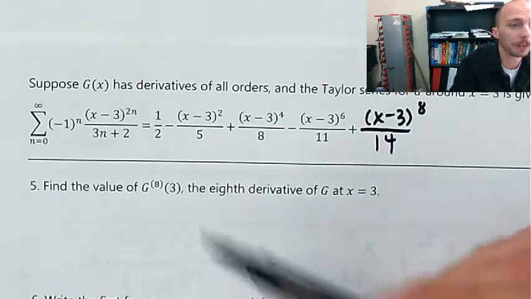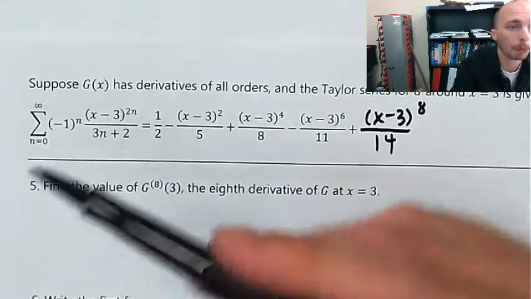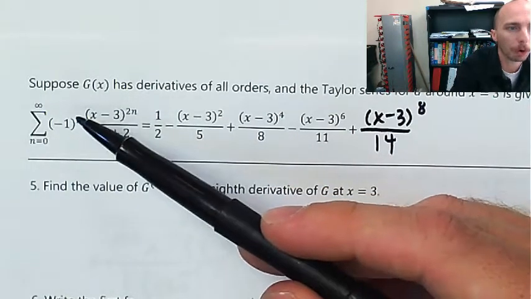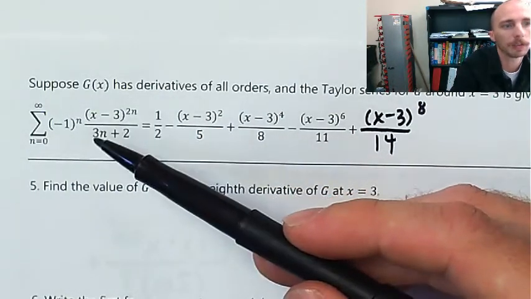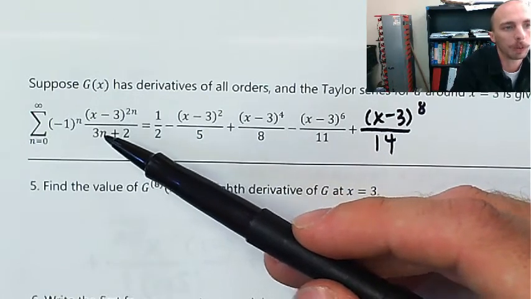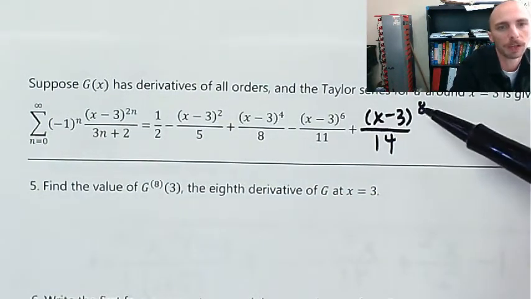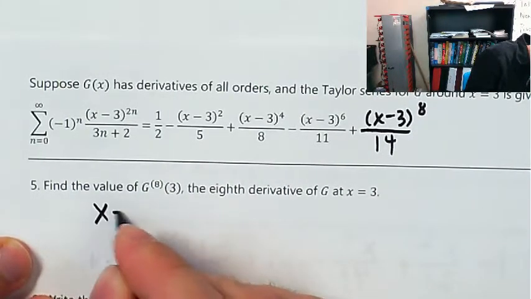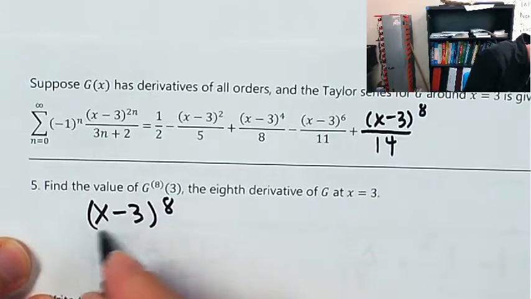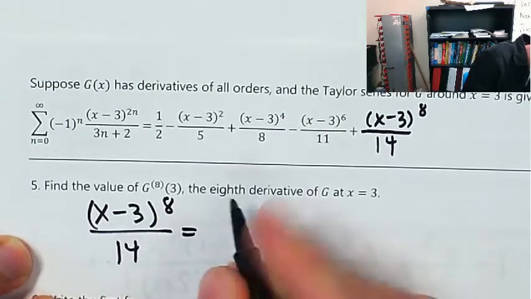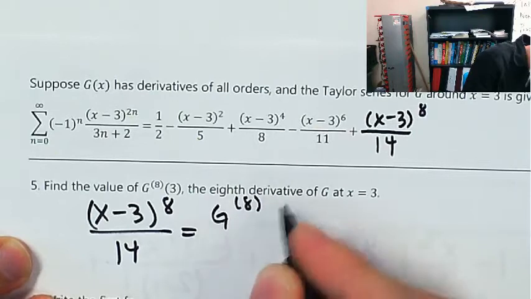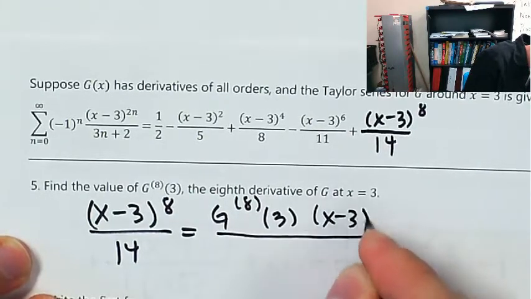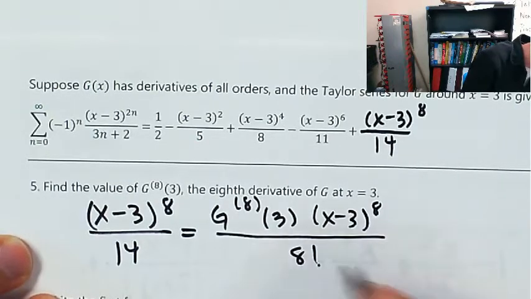On the other hand, I could see that this is where n is going to equal 4 because I need that 8th power term to get my 8th derivative. So it's going to be negative 1 to the 4, x minus 3 to the 8 times, what would that be? 4 times 3 is 12 and 2 is 14. Either way, you're going to have x minus 3 to the 8 divided by 14. So x minus 3 to the 8 divided by 14 equals g's 8th derivative at 3 times x minus 3 to the 8 divided by 8 factorial.